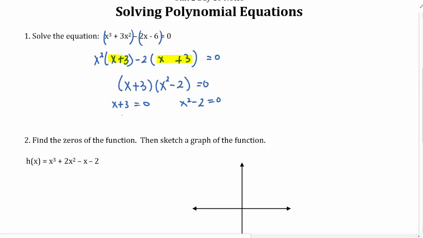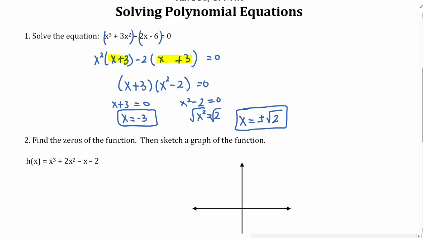If I subtract 3 from both sides, I get x equals -3. Here I'm going to add 2 to both sides, so x squared equals 2. Take the square root to get rid of the exponent. x equals plus or minus square root 2. Don't forget your plus or minus because that is 2 solutions, right? That's positive root 2 and negative root 2. And then I have a -3, which gives me a total of 3 complex solutions.